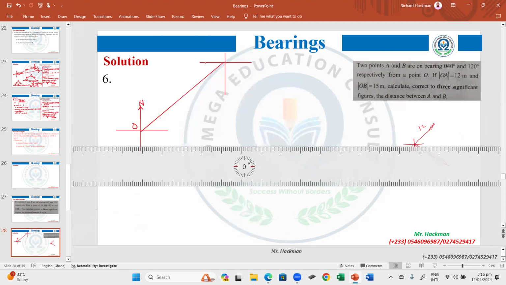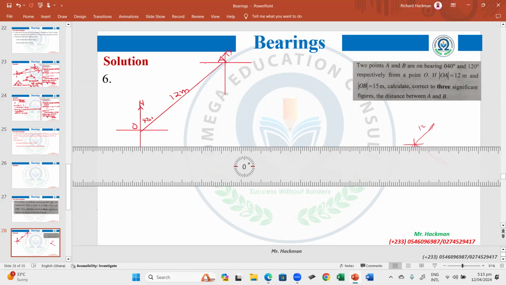So we have this situation. This angle here is 40 degrees, and indicate the distance there, which is 12 meters. Then this is the point A, with your true north there as well.